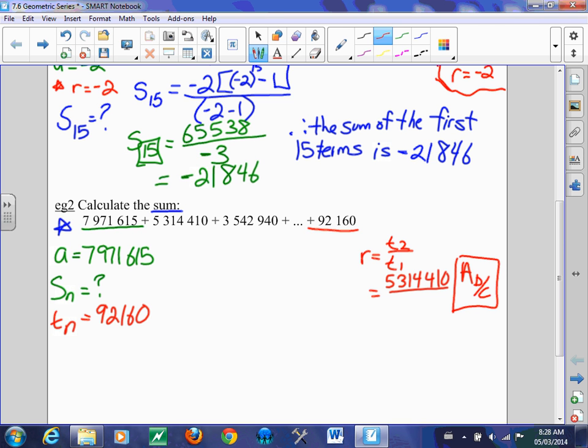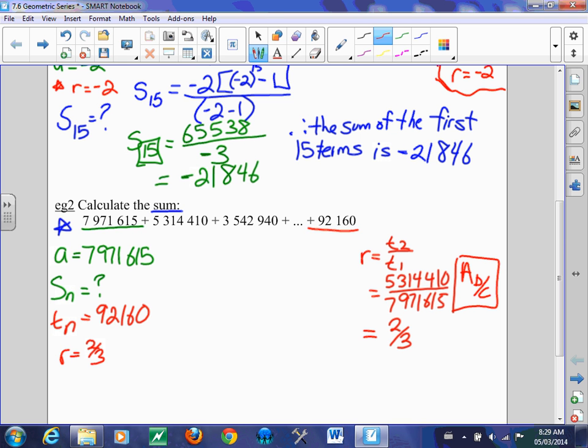Okay. And divide that, or use your fraction button and over 7,971,615. And using the fraction button, guys, you're going to get r equals 2/3. That makes sense that it's less than 1 because our numbers are getting smaller. So r equals 2/3.